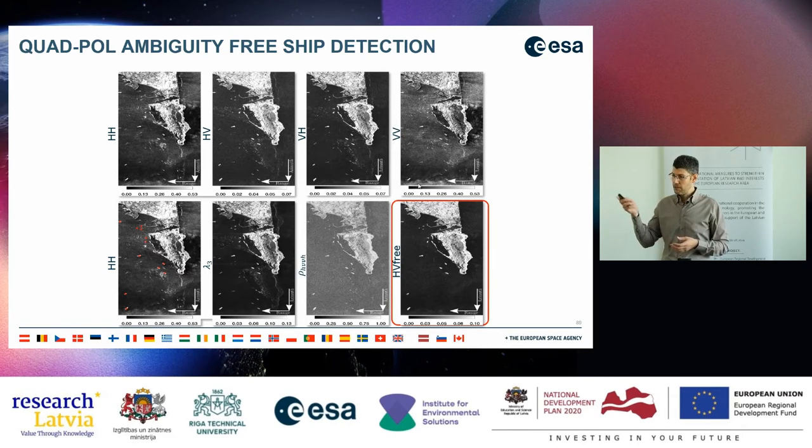So what is highlighted in red is what is using the HV-free image. And if you directly compare with the image above, you see that all the replicas of the Gibraltar island are actually not there, right? So then when you do your detection, you are actually detecting only the real ship and not the ghosts.